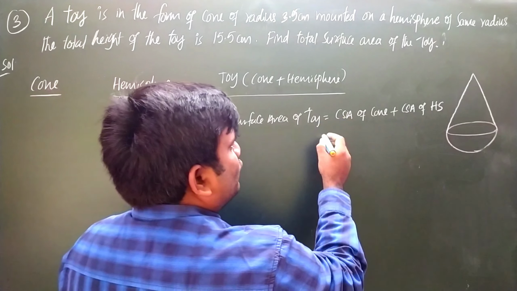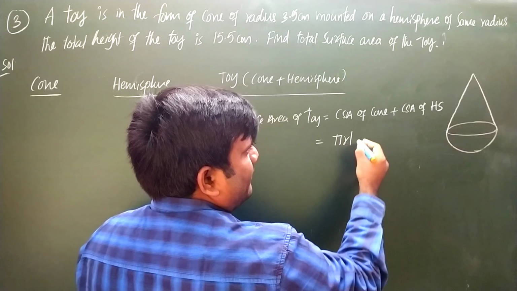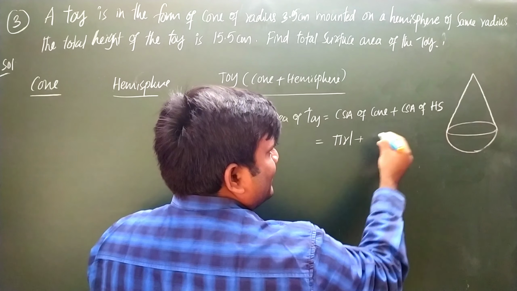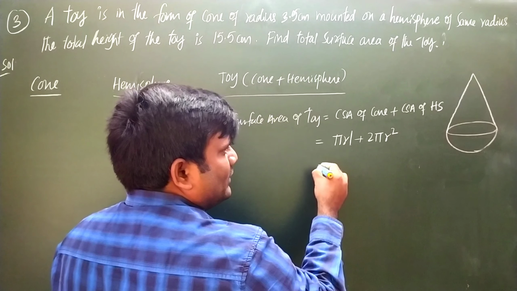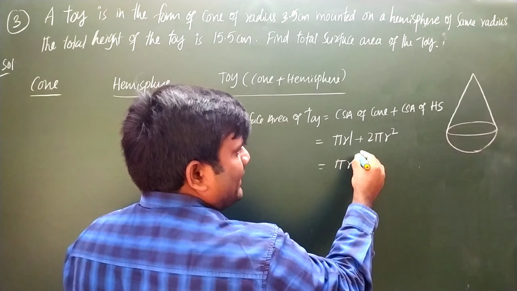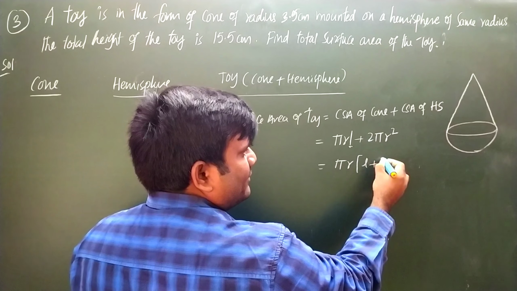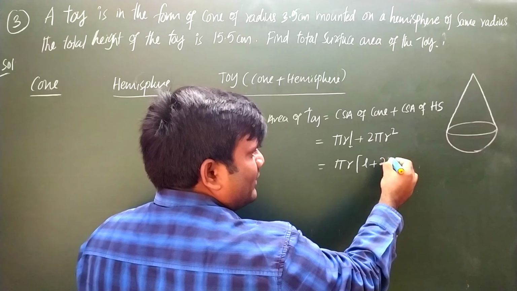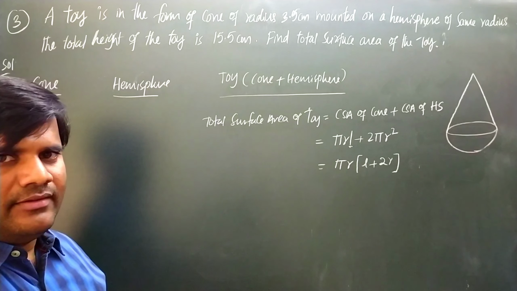So here CSA of cone formula is pi r L. CSA of hemisphere formula is 2 pi r square. So in these two terms pi r is common. So pi r is equals to L plus, here L is there, here 2, here r in r square, 1 r is there. So pi r into L plus 2r.